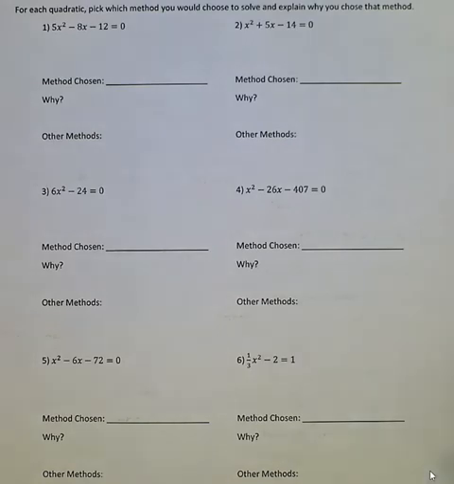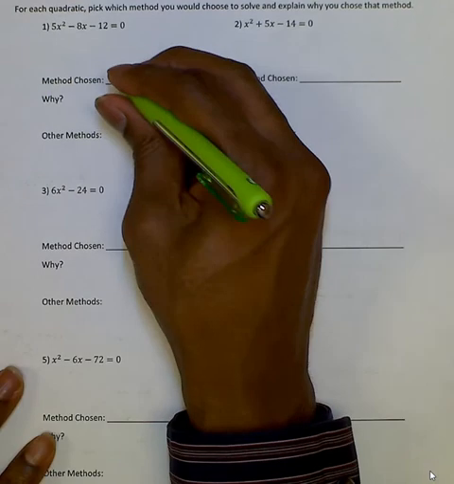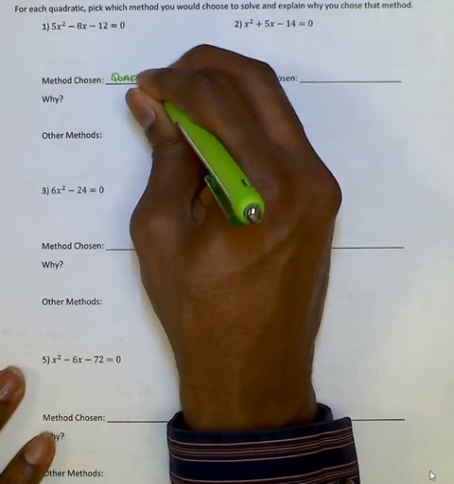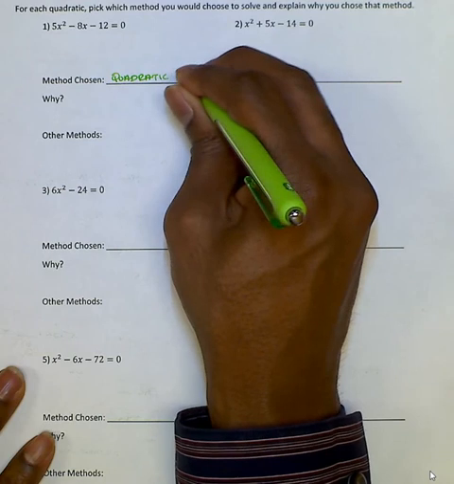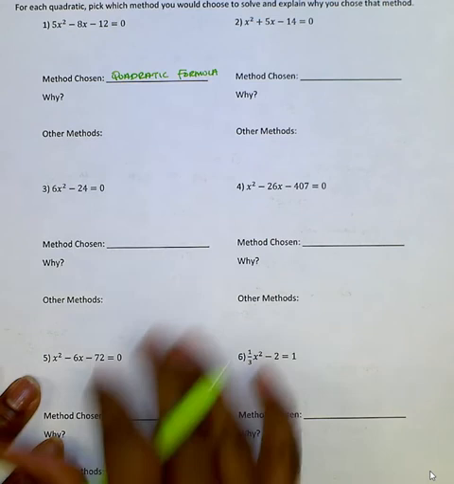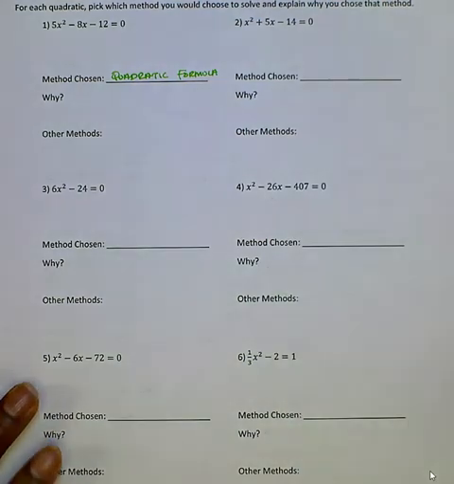Okay, so for this problem, which method would you choose? I'm noticing at the beginning that A is 5 and there's no GCF. So I would probably choose the quadratic formula. I could tell you all the things I wouldn't do. I wouldn't graph. Graphing is off the table. Unless they tell me I have to graph, I'm not going to choose it.